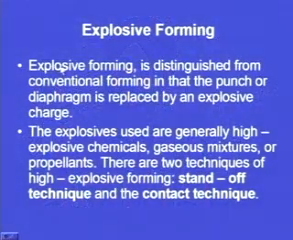So, explosive forming, as you can see on your screens, is distinguished from conventional forming in that the punch or diaphragm is replaced by an explosive charge. So, in the very first point it has been addressed how explosive forming is different from conventional forming. In conventional forming there is a punch or a diaphragm and then there is a die which is used to convert the raw sheet into the final shape.